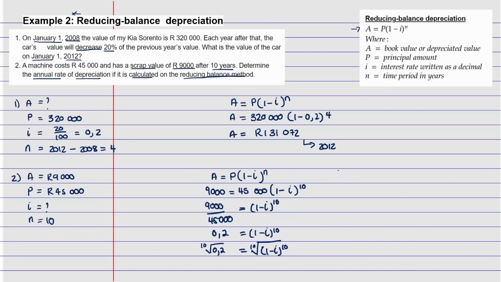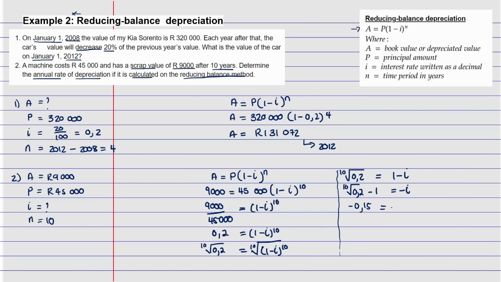So I'm just going to continue here, right? So this side is going to be the 10th root of 0.2. I'm just going to leave it the way it is because it's going to give me too many decimals. Then here it's going to be 1 minus I, right? Take the 1 to the other side. So it's the 10th root of 0.2 minus 1 is equal to minus I, right? Punch that into the calculator, you're going to get negative 0.15.